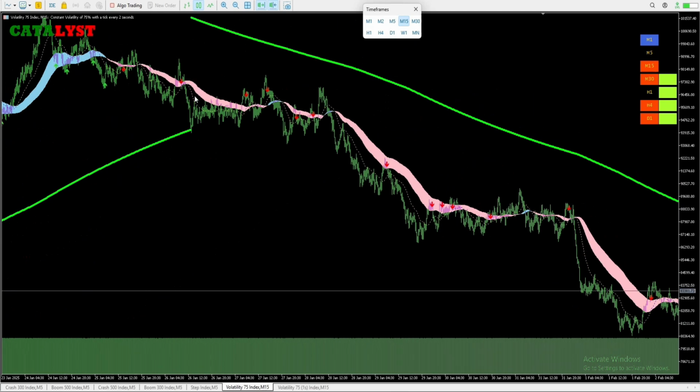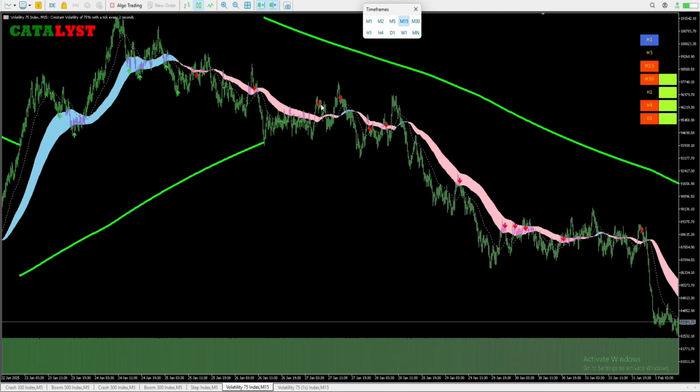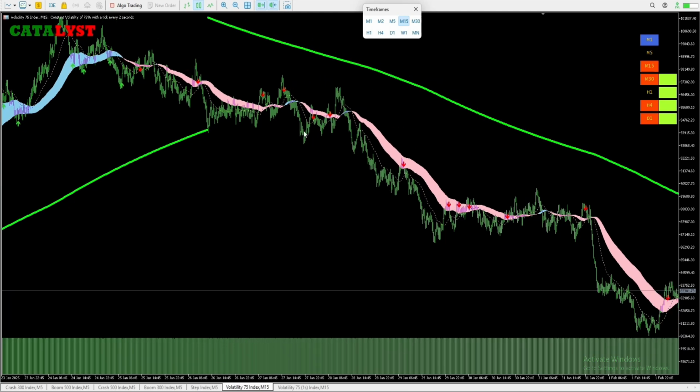Now wait for parabolic SAR to be above current price. You can either use it or not, and then wait for the arrow pop-ups to actually show. So if it is a downtrend, you're going to get the red arrows popping up a lot. So after the cross, you're going to take this trade, take this trade, take this, take that. You're going to hold a very long anchor session.